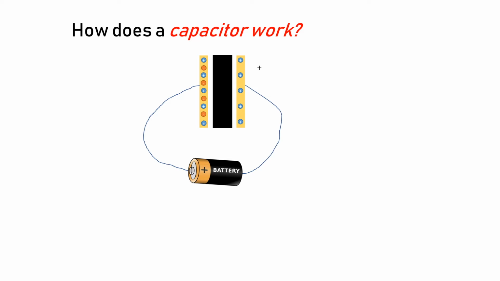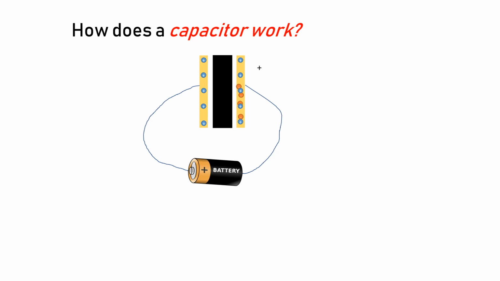Initially, we have an equal amount of positive and negative charge, electrons. If we try connecting the battery, the current will try flowing. That is, electrons from the plate connected to the positive side of the battery will start moving to the negative terminal of the battery. However, because of the dielectric between the plates, the electrons won't be able to pass through the capacitor, so they'll start accumulating on the plate.